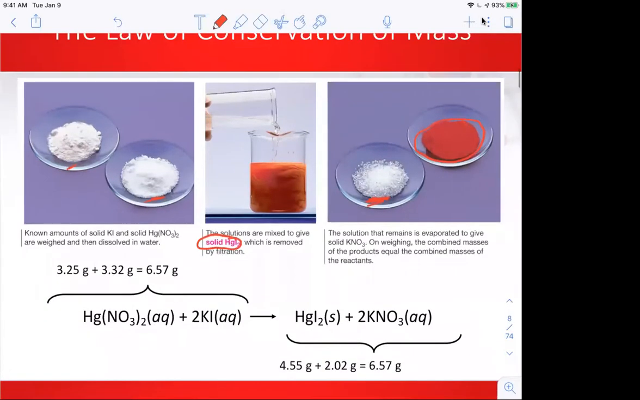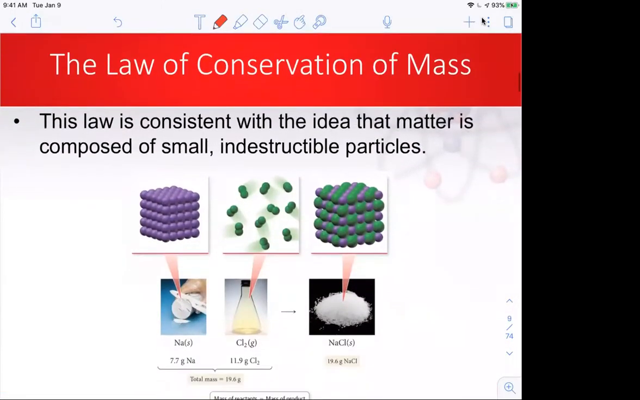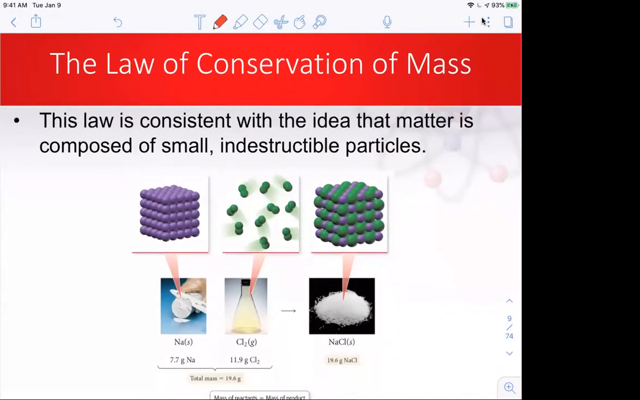And again, what I'm going to focus on is what comes in, comes out. The mass that went in is the mass that came out. The mass was neither created nor destroyed. I have the same number and types of atoms that go into the reaction as come out of the reaction. This law is consistent with the idea that matter is composed of small indestructible particles.